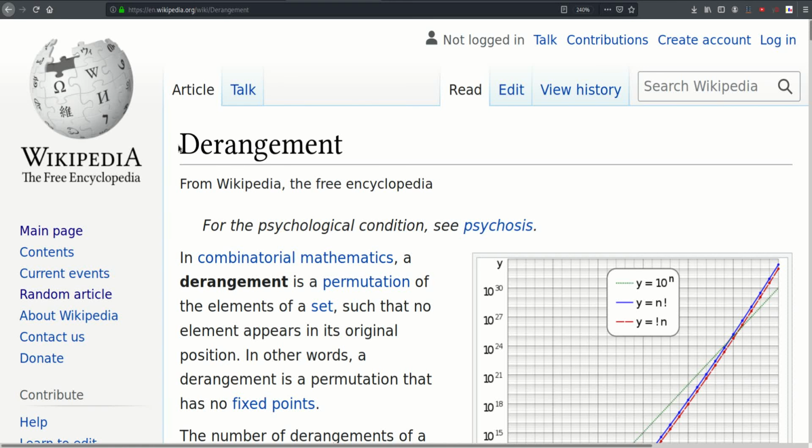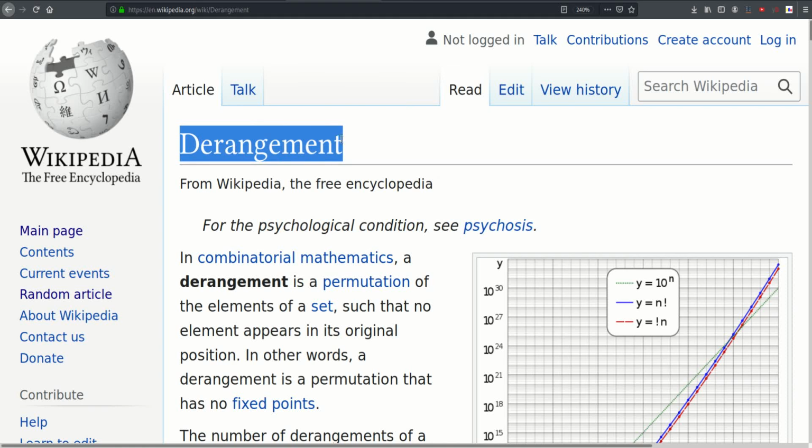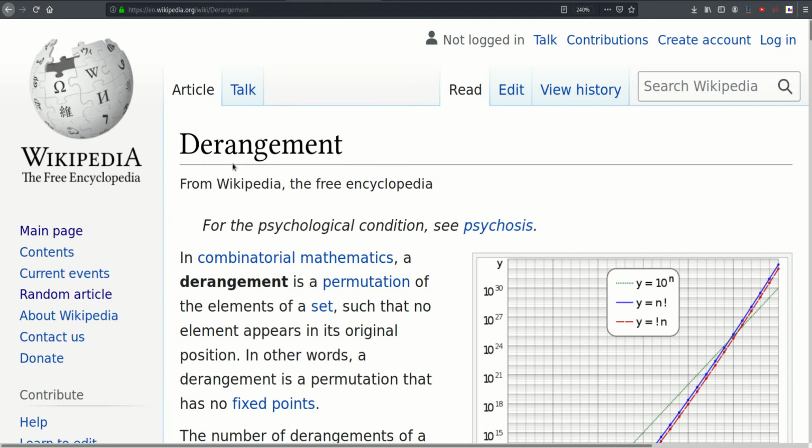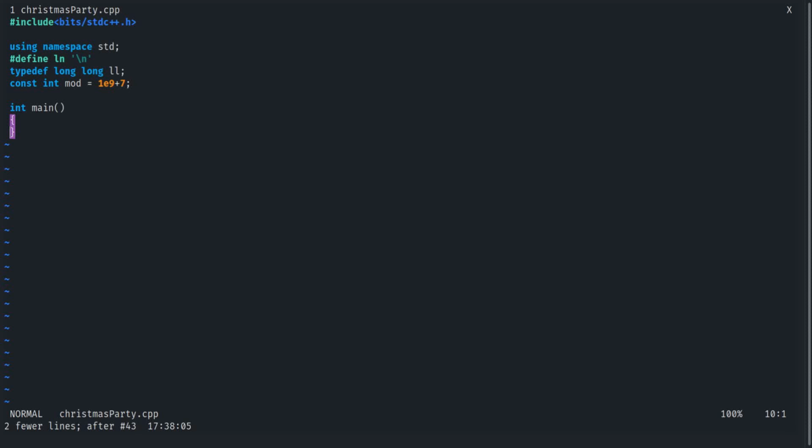Before moving on to the code, I wanted you to know about derangement, and that's the actual name of what we just calculated. In combinatorial mathematics, a derangement is a permutation of the elements of a set such that no element appears in its original position. In other words, a derangement is a permutation that has no fixed points.